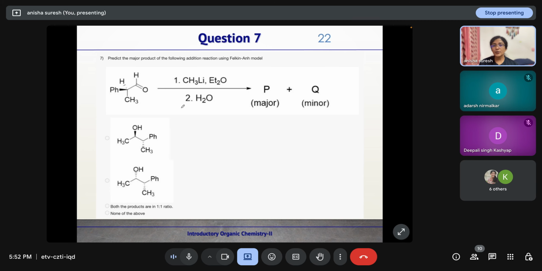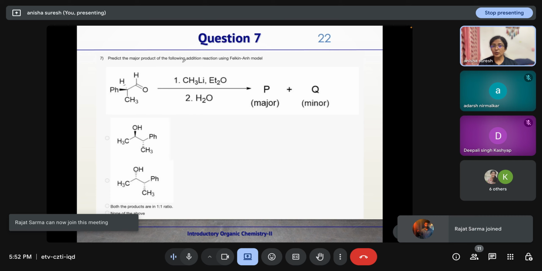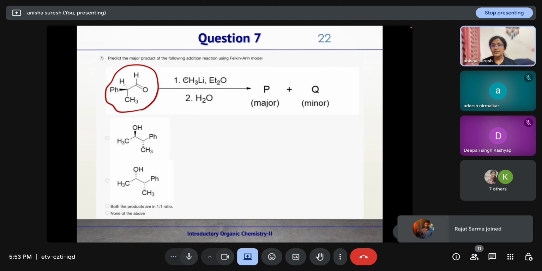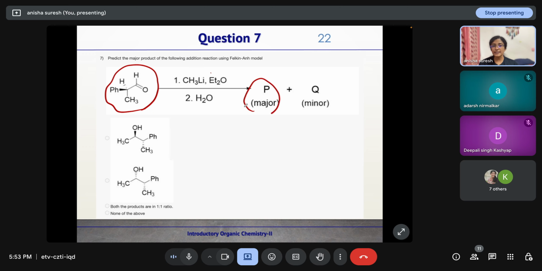So now coming to question number 7. Predict the major product of the following addition reaction using Felkin-Anh model. So this is our carbonyl compound. It is reacting with methyl lithium in the presence of diethyl ether as a solvent and then quenching the reaction with water. So it will result in the formation of P and Q. We are asked to find the major product, that is P.